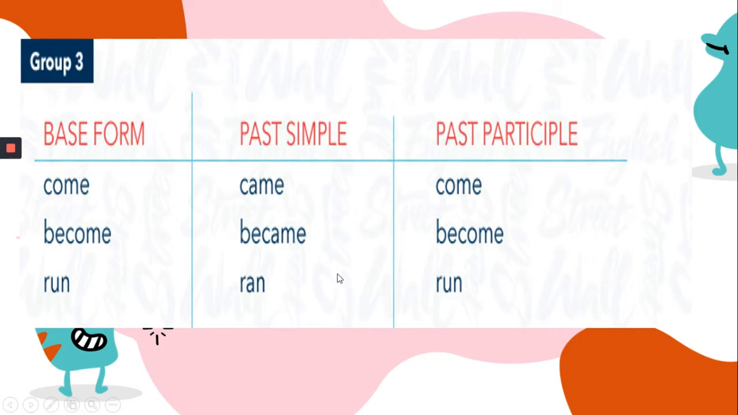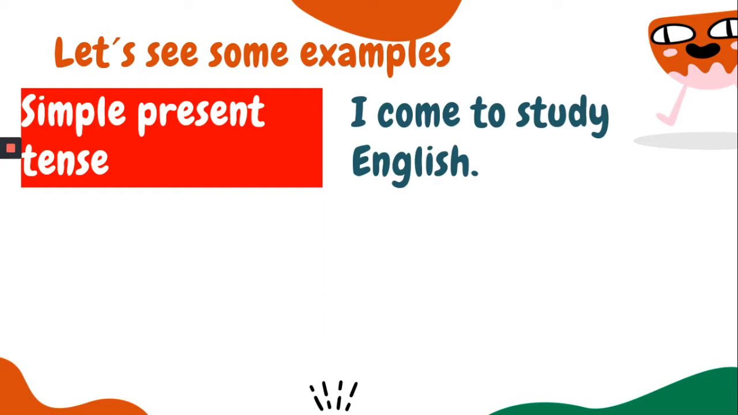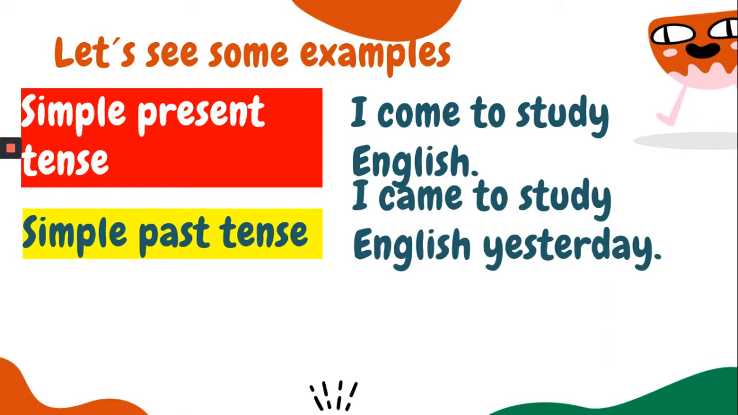Let's take a look at some of the examples. For the simple present tense, I have the sentence I come to study English. I'm using the simple present tense, and I'm going to go to the next one, which is the simple past tense. I came to study English yesterday. Again, it is not necessary to emphasize yesterday, since you can say it for any time in the past without specifying which time that was.